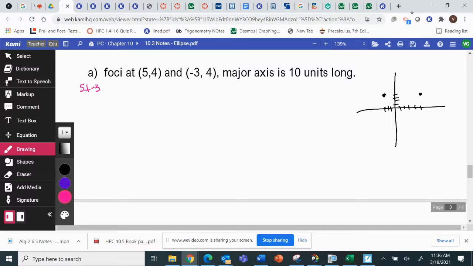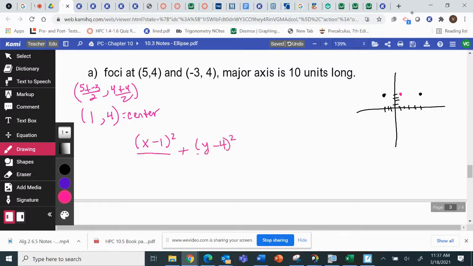So 5 plus negative 3 divided by 2. 4 plus 4 divided by 2, that number didn't even change, right? The y value didn't change. It's only the x's. So really, I only have to midpoint once. What is that? 2 over 2, 1. So (1, 4) is our center. So far, my equation is going to be (x minus 1) squared over something plus (y minus 4) squared over something equals 1. That I know for sure.